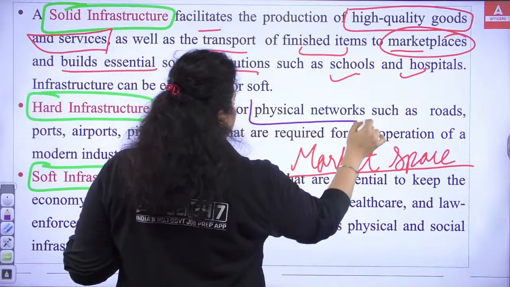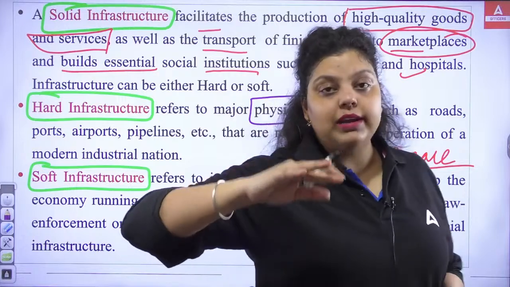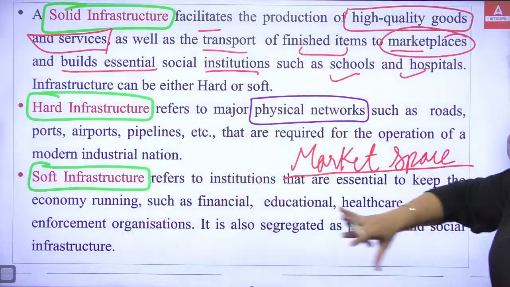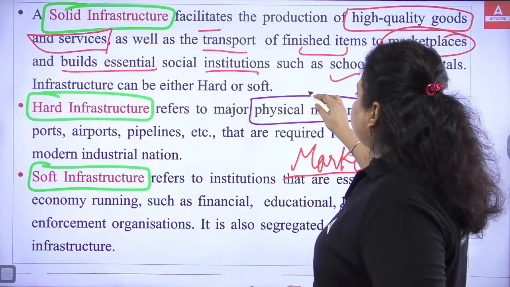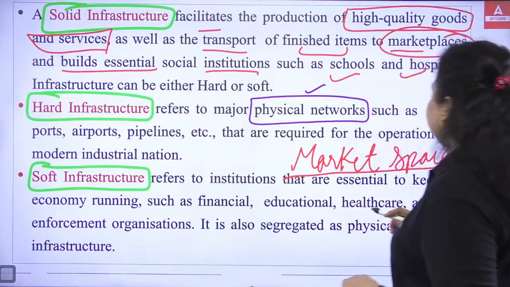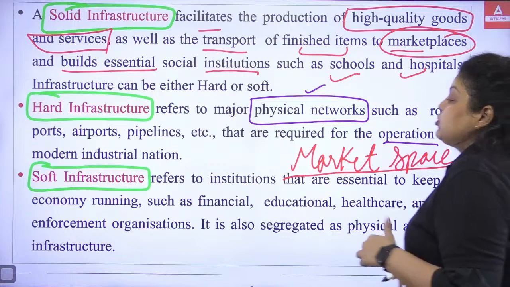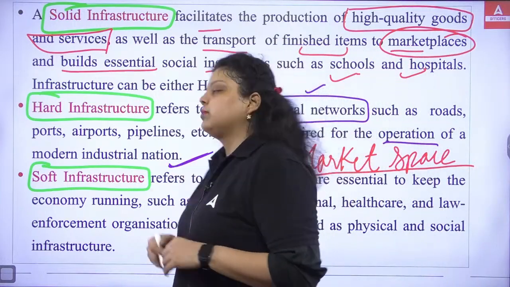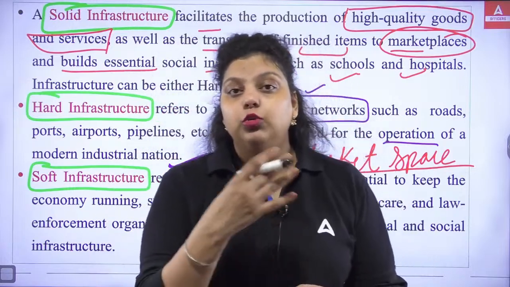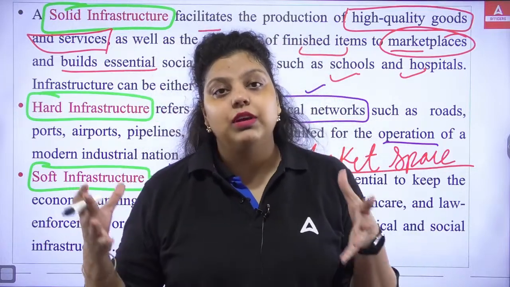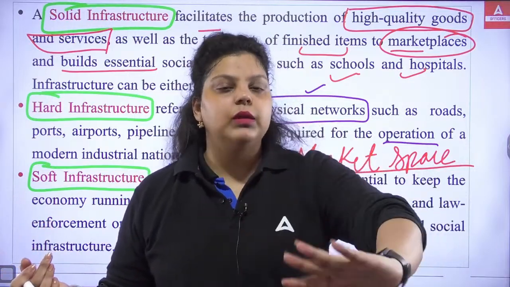Hard infrastructure provides us a physical network. It means what? It provides you roads, ports, airports, railways, pipelines, etc. So it is the kind of infrastructure which helps you to have a physical network, like roads, ports, airports, pipelines, that are required for the operation of what? A modern industrial nation. So this hard infrastructure is helping your country to become a modern industrial nation. Plus, it provides you the physical network to go from one place to another.